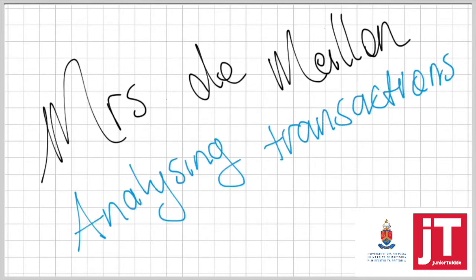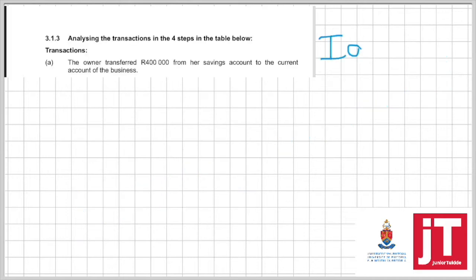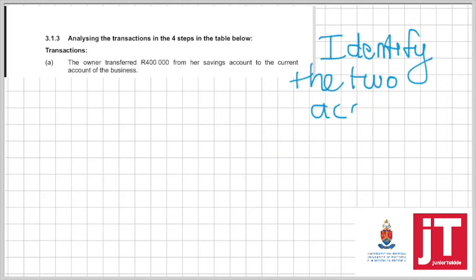We are going to use activity 3.1.3 to analyze the transactions. And the first step is to identify the two accounts. So if we look at this transaction where it says the owner transfers 400,000 Rand from her savings account to the current account, we look at two aspects.